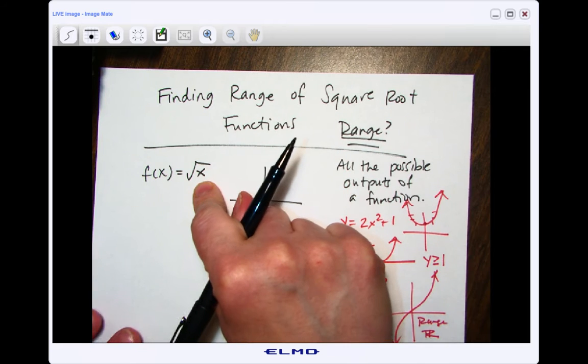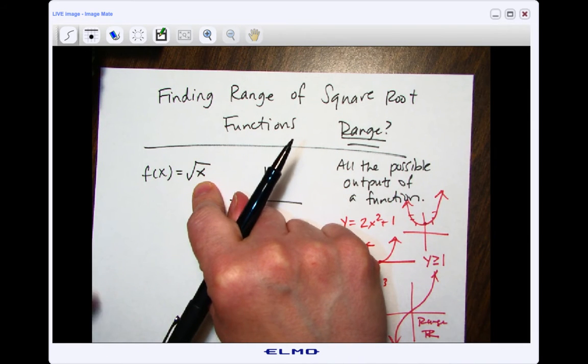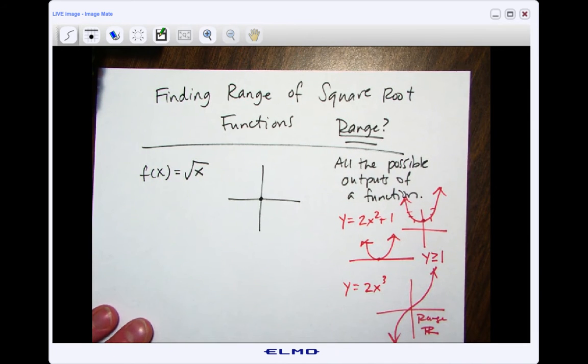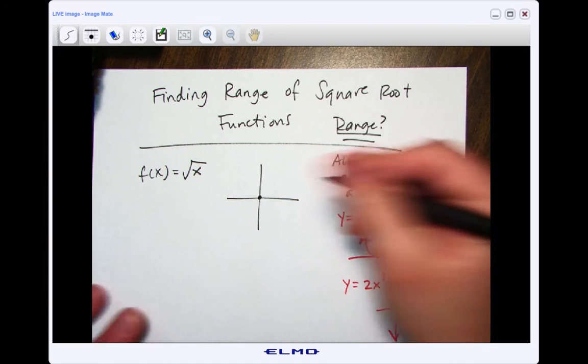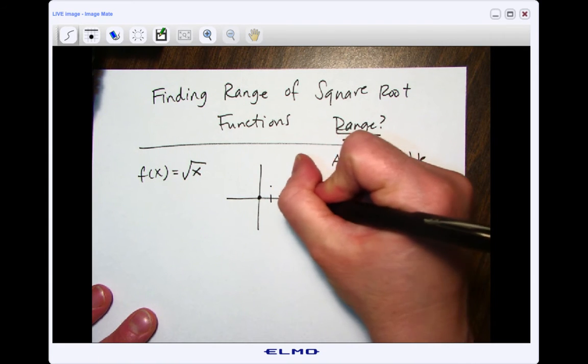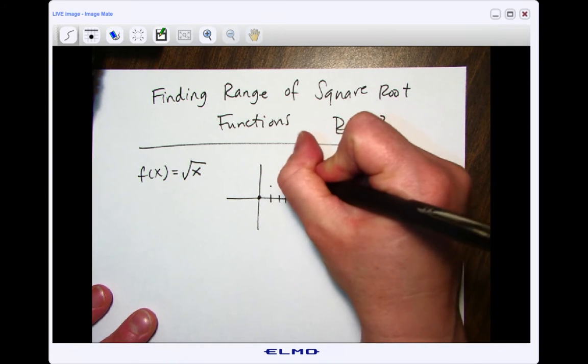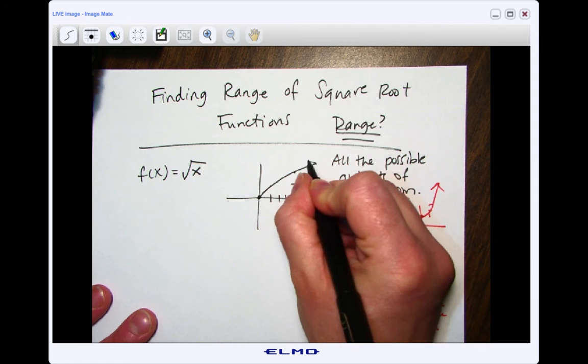Could I plug in fractions? Sure, a quarter would give me a half, right? So I can plug in fractions. Can I plug in positive numbers? Sure. If I put in a 1, I get a 1. If I put in a 4, 1, 2, 3, 4, I get a 2, right? So this is actually what this graph looks like.